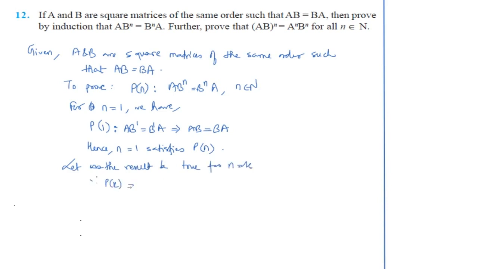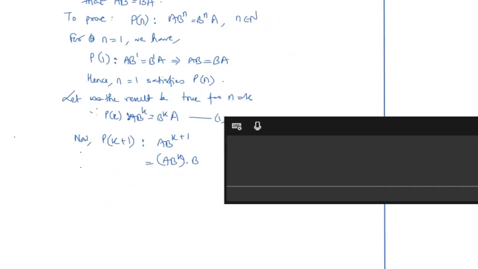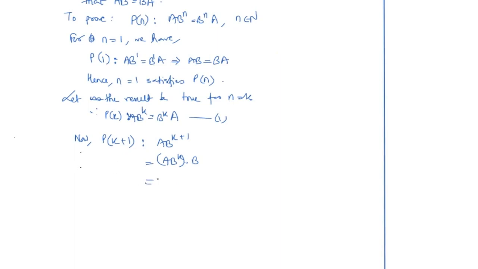Therefore P(k) is such that AB^k is equal to B^kA. Let this be equation number 1. Now if we can show that P(k+1) also belongs to the same category, then we can prove this. So this is AB^(k+1), which is equal to AB^k multiplied by B, which is once again B^kA multiplied by B, and this is from assuming equation 1.